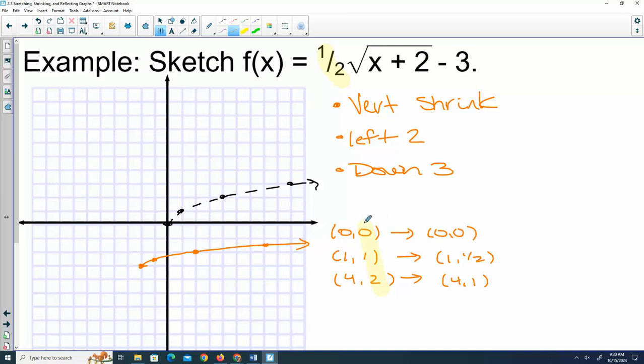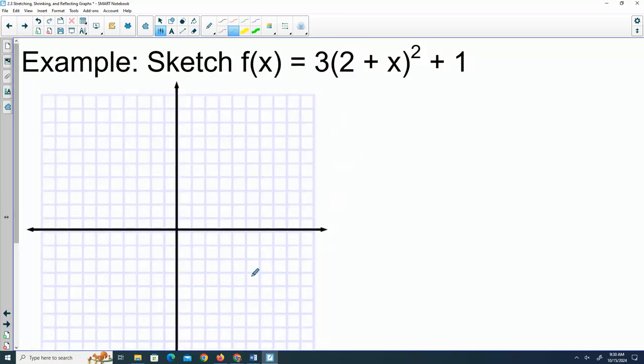Why don't you guys try one? Here is your 3 times 2 plus x squared plus 1. Does it matter that it's 2 plus x instead of x plus 2? I mean, addition can happen in any order, so that's the same as saying x plus 2. So, parent function transformation.